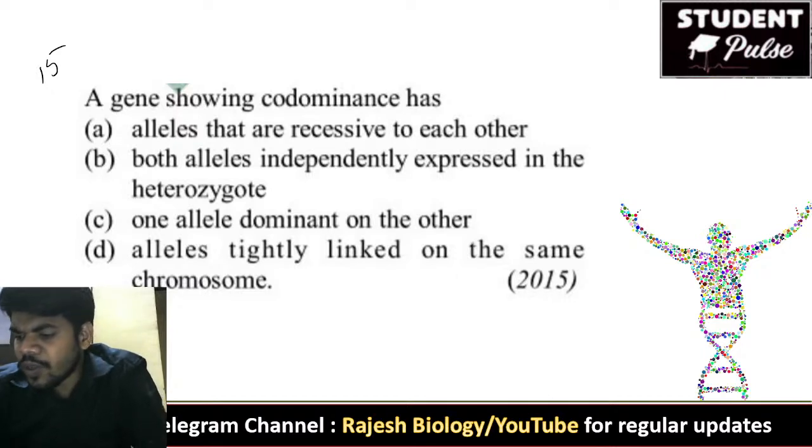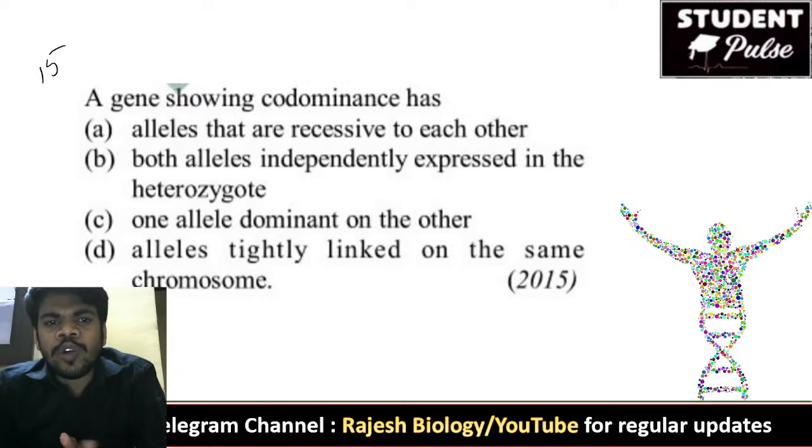15th question. Sahina says D, for the 14th or 15th? A gene showing codominance has: alleles tightly linked on the same chromosome, alleles that are recessive to each other, both alleles independently expressed in the heterozygote condition, or one allele dominant over the other.